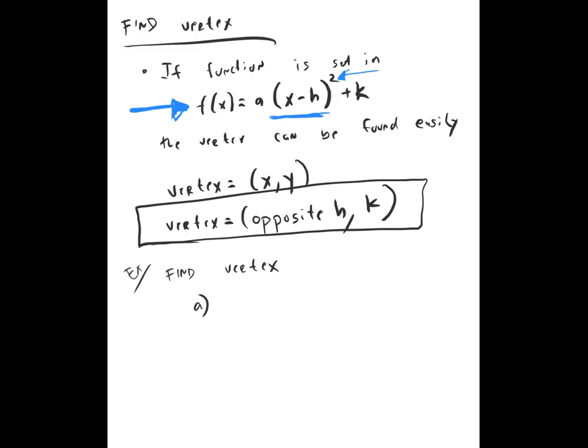All right, so let's take a look at an example here. I say f of x equals 2(x + 4)^2 + 3. Here we can clearly see that it's in that form. It has an open parenthesis and a closed parenthesis and it has a power of 2.